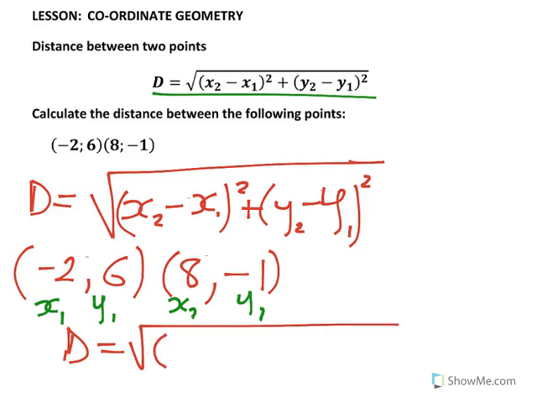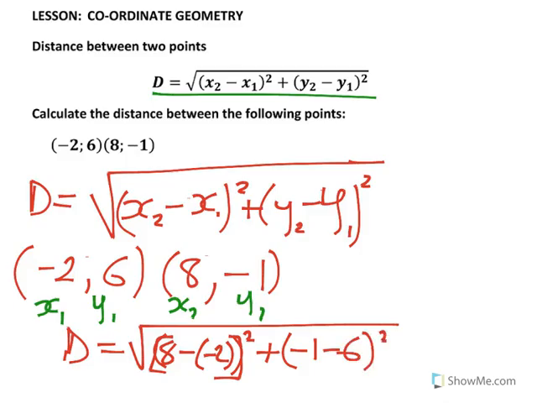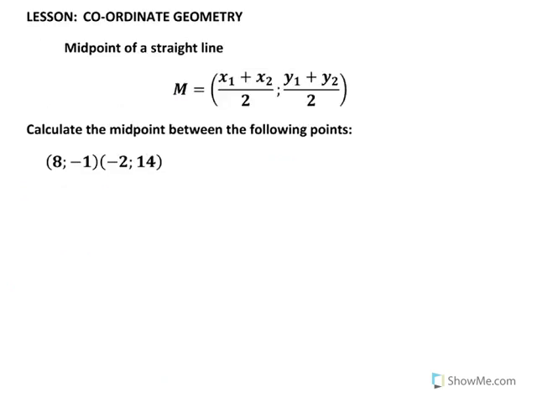If you punch this now, your x2 is 8 minus your x1, which is minus 2, squared. The best is to put a square bracket there, and then plus your y2. What is your y2? Minus 1, and then minus 6, and then you square. You can punch this once in your calculator, and then you can get the value of the distance. This one is not difficult. It has to rely on your calculator.